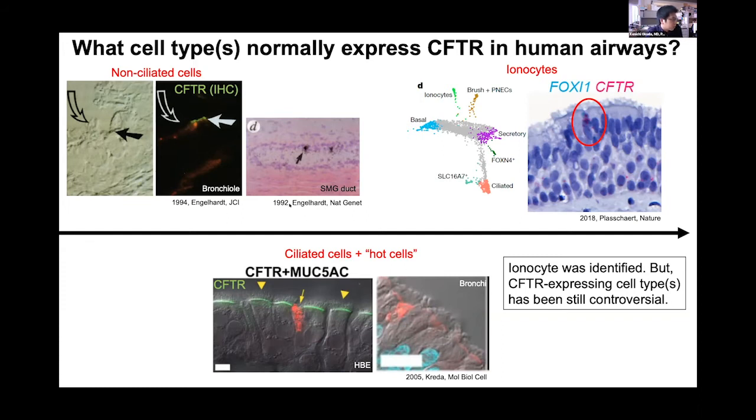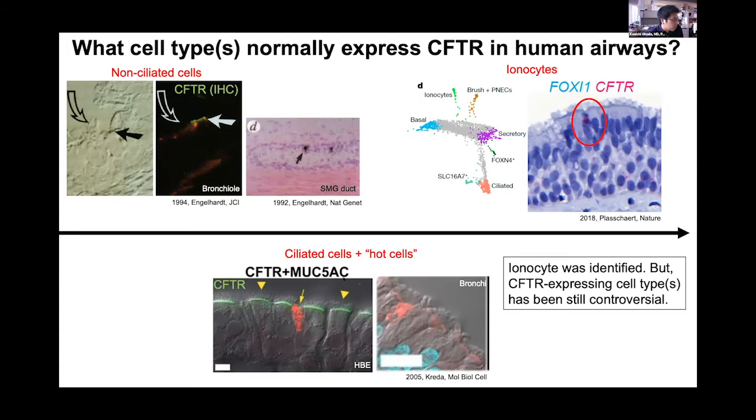But after 2000, there is another set of papers showing CFTR is clearly expressed in ciliated cells and not in these MUC5AC-positive goblet cells.